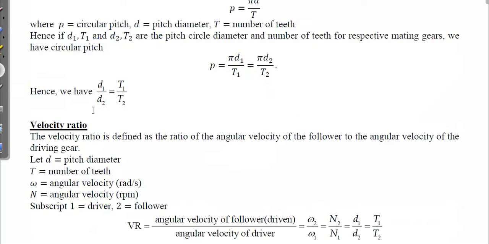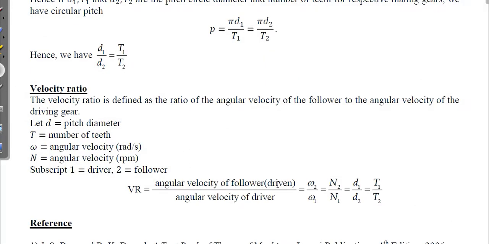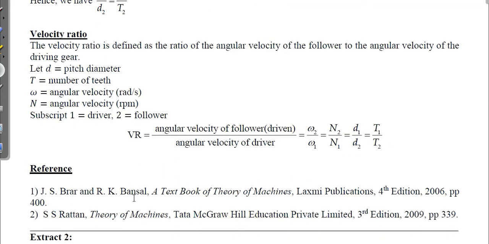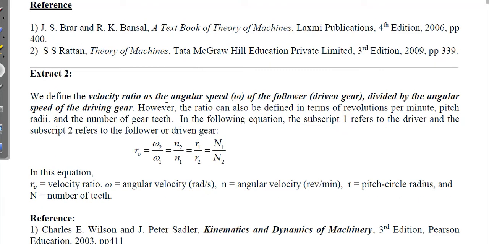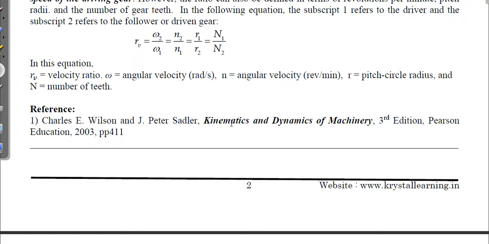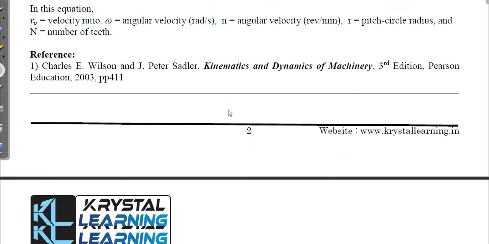So in this first extract, velocity ratio is defined as angular velocity of the driven or follower upon angular velocity of the driver. Okay. So this was a famous book that we refer to in our graduate course, that is R.K. Bansal, Theory of Machines, then S.S. Rattan, Theory of Machines. This is the foreign author book defining the same, that is, angular velocity of the follower, that is driven, upon the driving gear. These names are given, so you can search on Google Books.